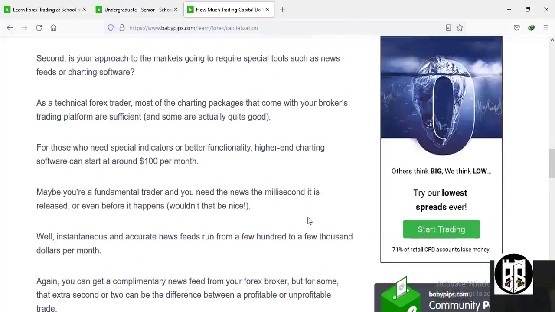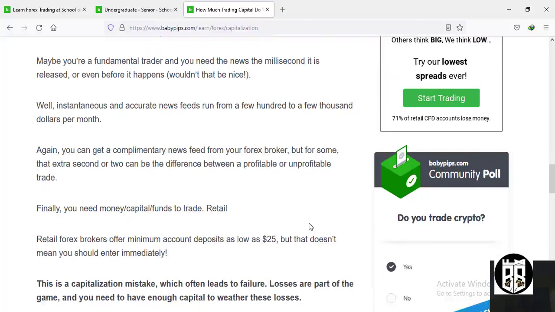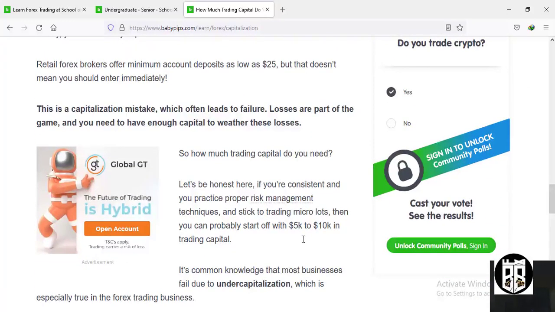If you are going to pay for subscriptions from other platforms, for some signals, some news, and some information, some data, it all depends on you. All those are going to accumulate to start up your trading account. Now many forex brokers offer minimum deposit accounts of $25, but that doesn't mean you should start trading immediately. Why? Because $25 is not really much money. Now this is called a capitalization mistake, which often leads to failure. Losses are part of the game, and you need to have enough capital to weather these losses.